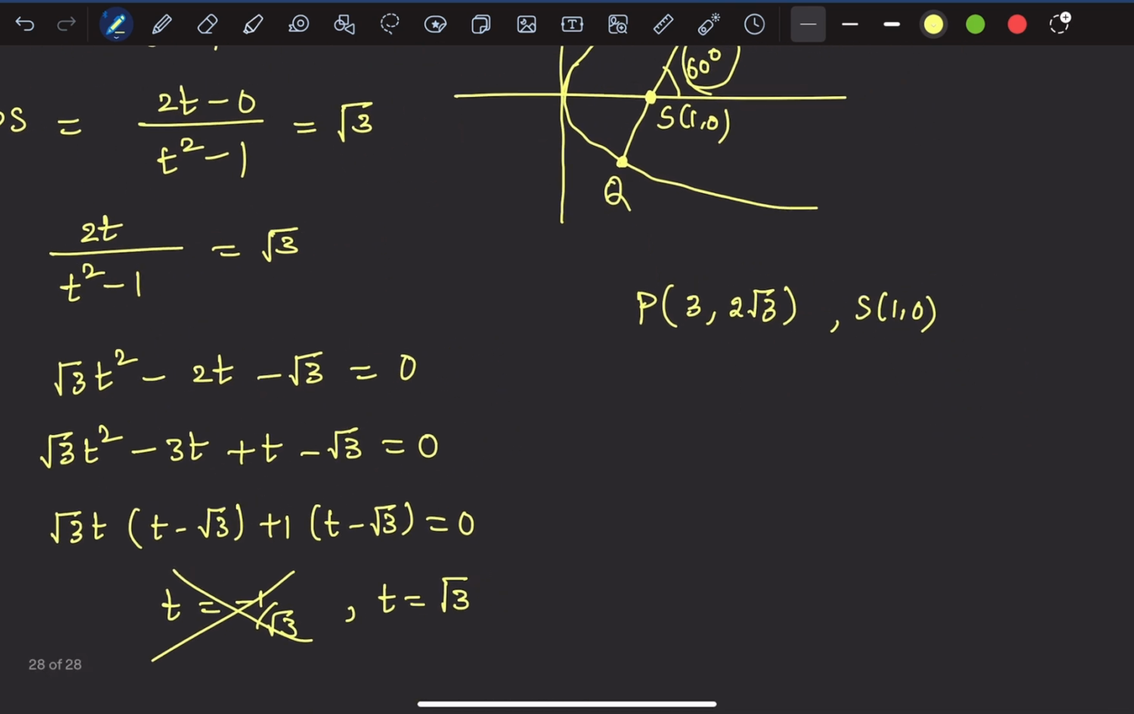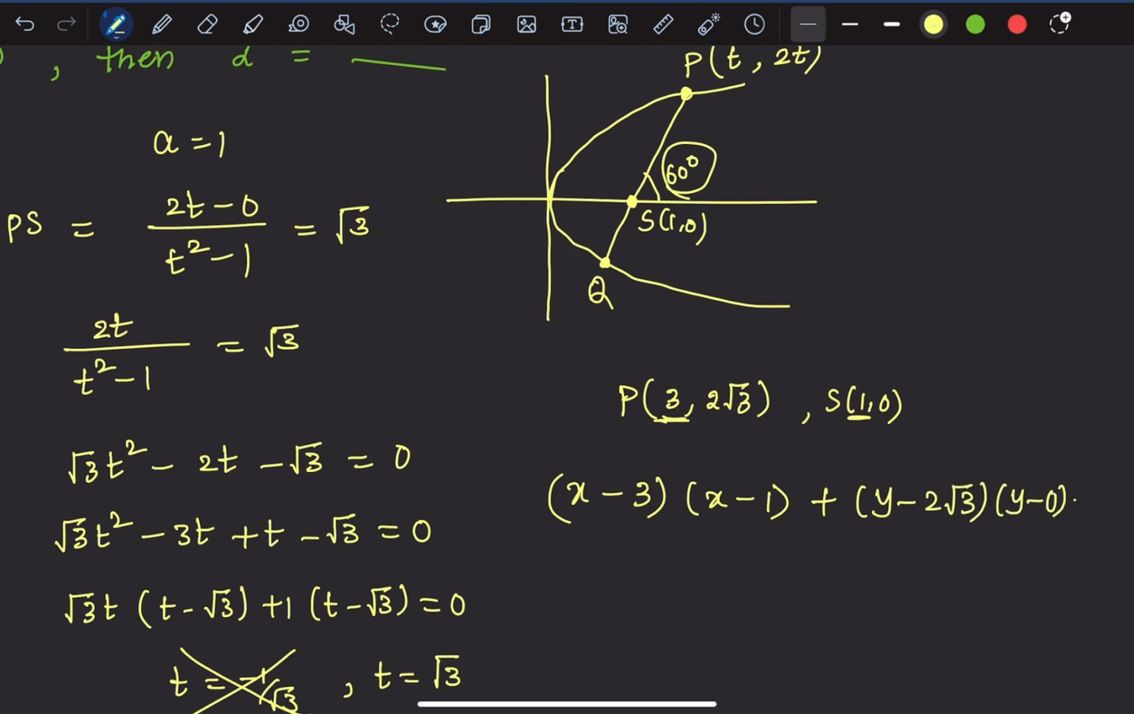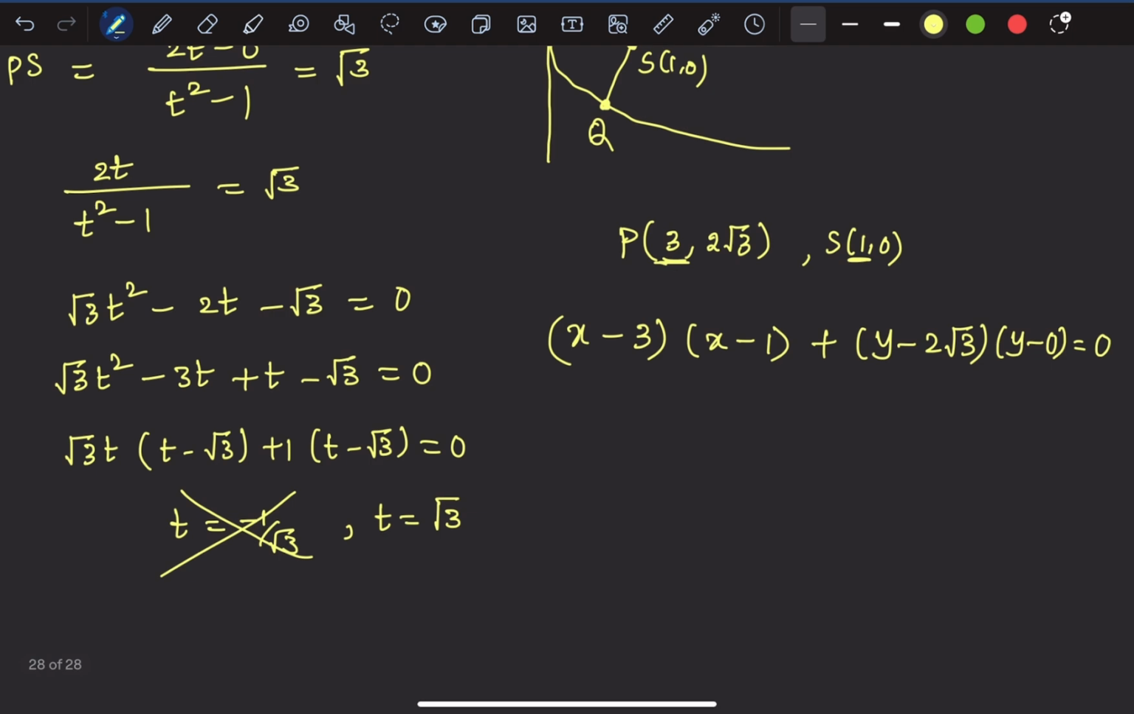So we have to find the equation of the circle whose endpoints of the diameter are P and S. So that will be (x minus 3), the x coordinate, multiplied by (x minus 1), the other x coordinate, plus (y minus 2 root 3) multiplied by (y minus 0). This is equal to 0.